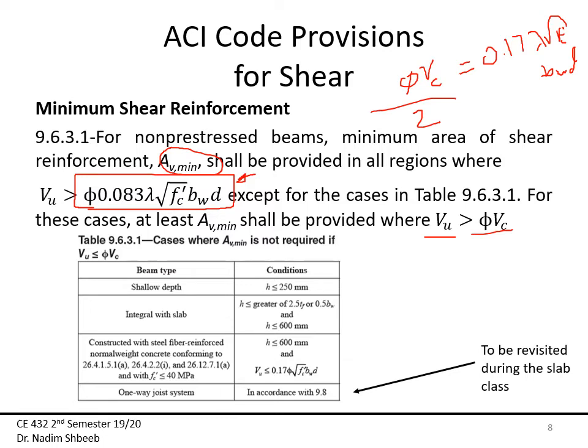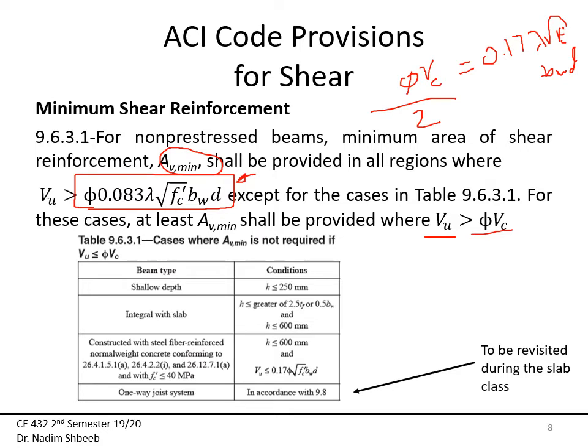If it's integral with a slab, then if H is greater than 2.5 times the thickness of the flange, or 1/2 the thickness of the web, and the depth is less than 600 millimeters, again I will not need any reinforcement, provided V ultimate is less than 5 VC.